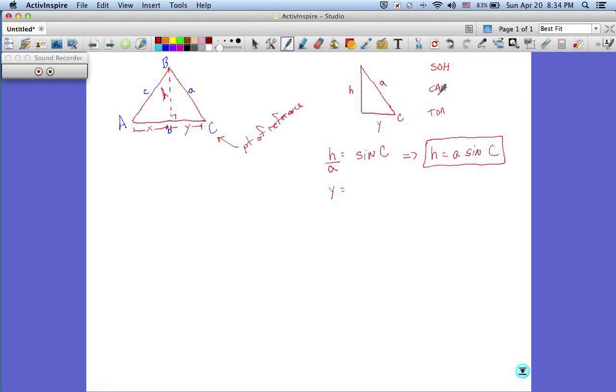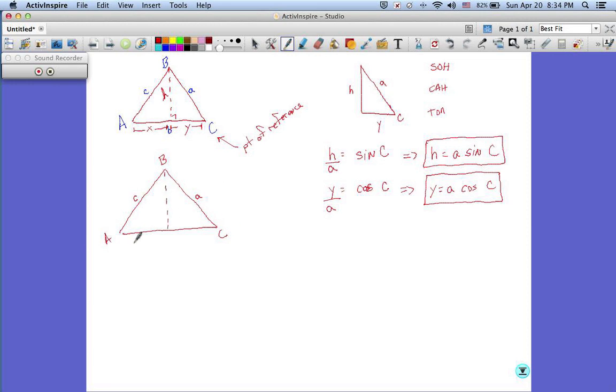And Y is my adjacent side. So the cosine of C equals my adjacent over my hypotenuse. In other words, Y is equal to A cosine C. So I'm going to redraw my triangle here with my new labelings. I have A, B, C, a perpendicular, and X, well, the whole side was B, but now it's B less Y, so B minus Y, or B minus A cosine C. This is A cosine C, and this altitude right here is A sine C.